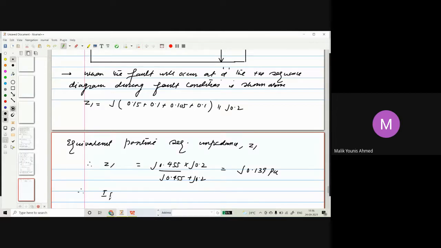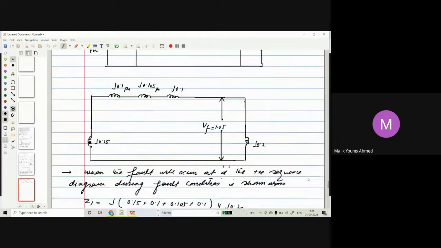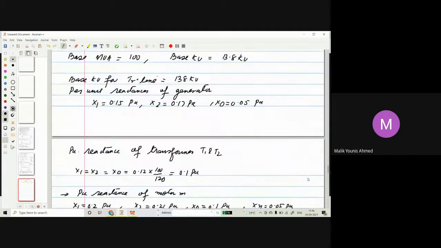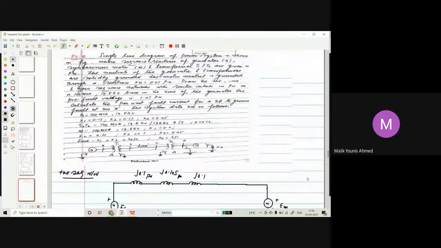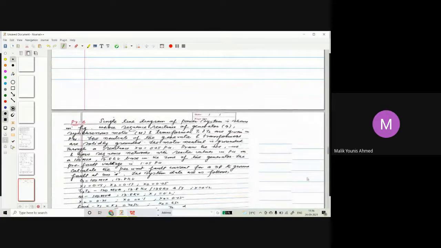Fault current will be the pre-fault voltage divided by the impedance at fault time. So that is 1.05, which is given, divided by j0.193, and that should be minus j5.558 per unit. So this is a very important question, and the pre-fault voltages will be given to you whenever you have to find the fault current. So this was another problem which was very important from the GATE examination point of view.